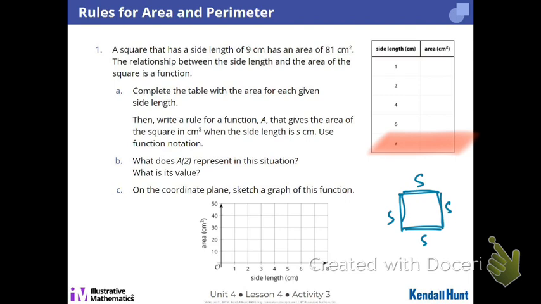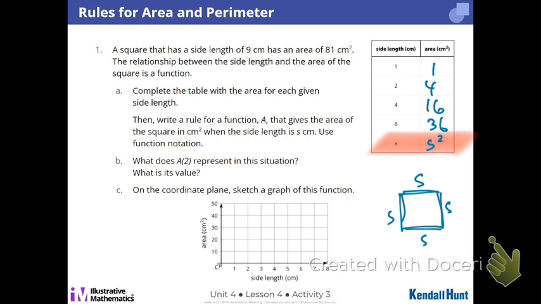So help me out. Get these areas of these squares. 1 squared, 1. 2 squared, 4. 4 squared, 16. 6 squared, 36. S squared. A equals, okay.